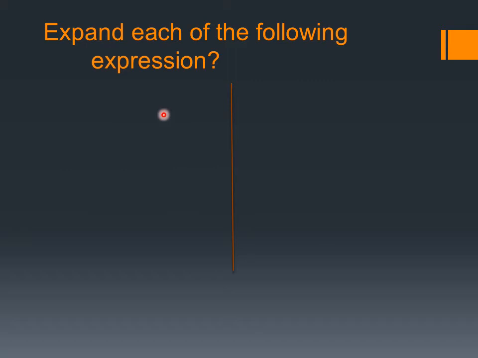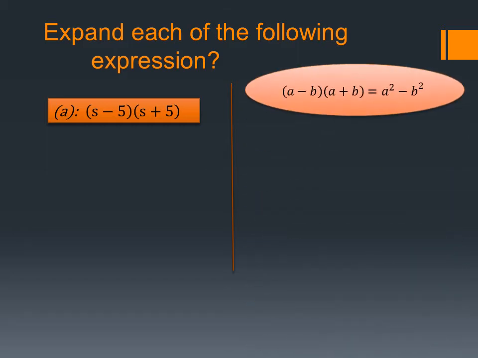Moving to the third question. Question is same, expand each of the following expressions. Now the expression is (s minus 5) into (s plus 5). We don't see any square here. It means we are not going to apply the perfect square identity. What are we going to apply then? We will apply the formula of difference of squares, which is (a minus b) into (a plus b) equals a square minus b square.